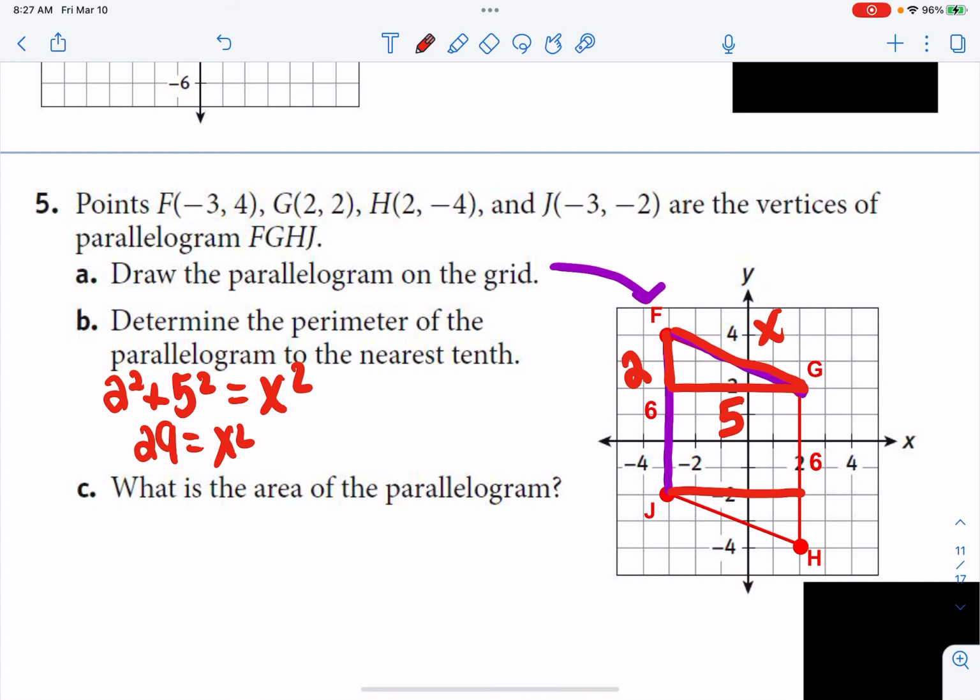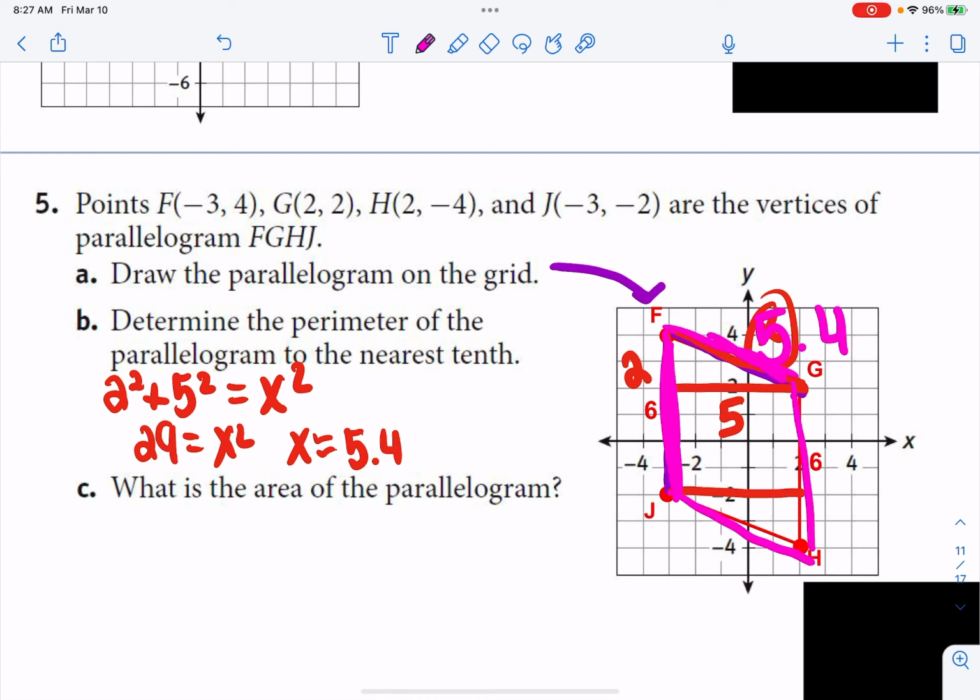Take the square root, and it says round to the nearest tenth. It's going to be x is around 5.4. So now this right here becomes 5.4. Okay, and it says to find the perimeter. So this is 6, that's 5.4, 6, 5.4. You're just going to add up all those numbers twice, and so you should get a final answer of 22.8 feet.